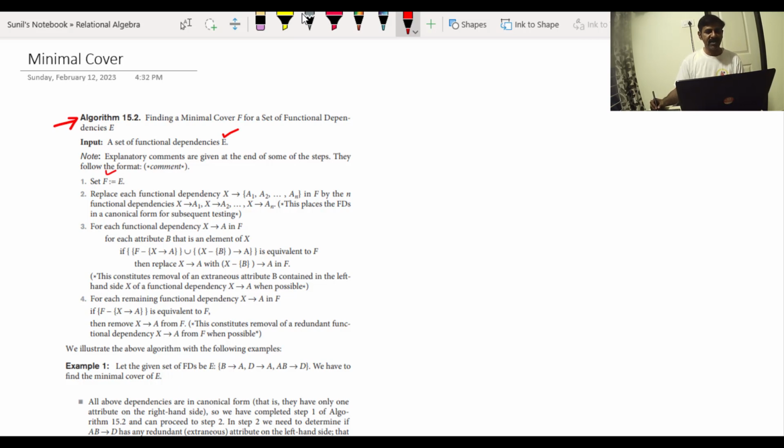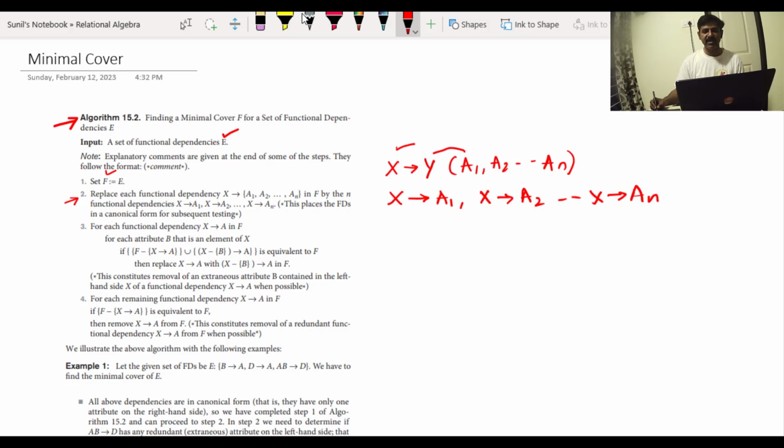Then for each functional dependency of the form X arrow Y, where Y contains A1, A2 up to AN, the second step in this algorithm is to write each of these functional dependencies in what is called the canonical form. That is, you have to write X arrow Y as X arrow A1, X arrow A2, up to X arrow AN. So if any functional dependency of the form X arrow Y has Y containing more than one attribute, then we have to split it using the decomposition rule and write it in canonical form. That is, the right hand side of every functional dependency should contain only one attribute. That's the second step here.